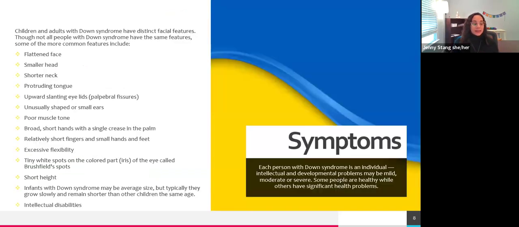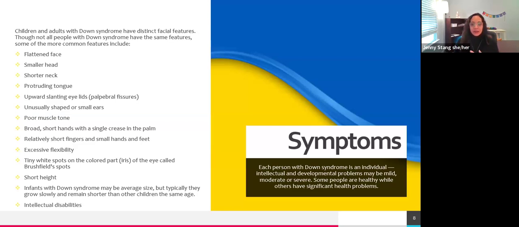Next, we're going to talk about symptoms. Each person with Down syndrome is an individual, so we want to remind ourselves of that, okay? We can't assume everything is going to be applicable to every person, okay? But these are some of the common symptoms that we see when Down syndrome manifests in a baby. This is what we see.